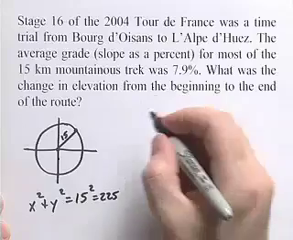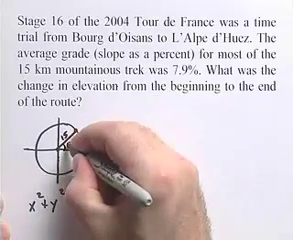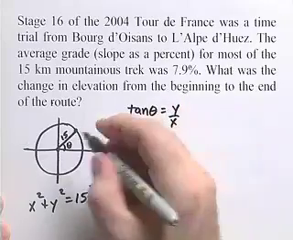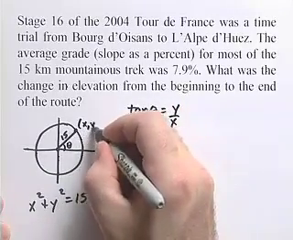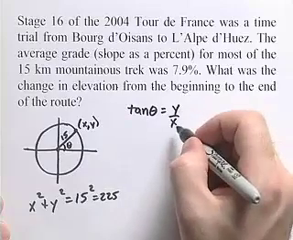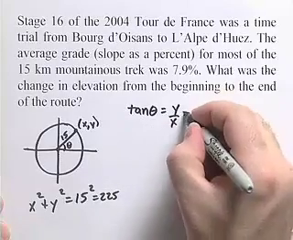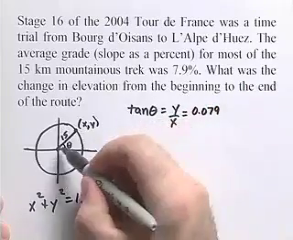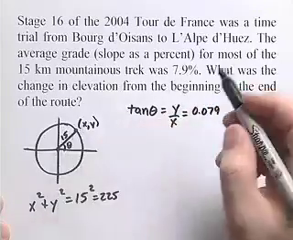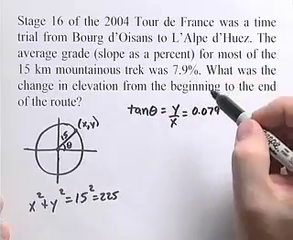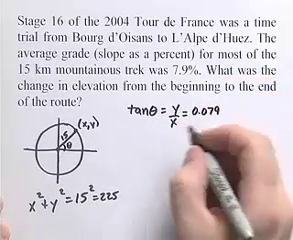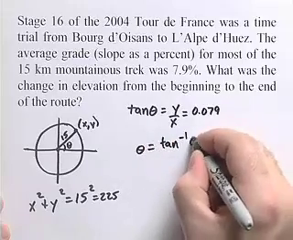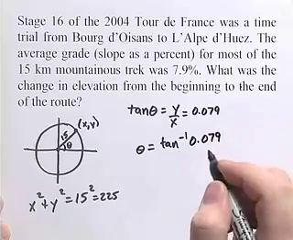If we look at our circle, we know that we call this angle theta. Tangent of theta is equal to y over x. The coordinates of this point are x comma y. Tangent of theta is y over x. That's also going to be 0.079. As y over x, that's going to give us the slope of this line, and we were given that the slope was 7.9%, so we've written that as a decimal. Therefore, theta is equal to the tangent inverse of 0.079.